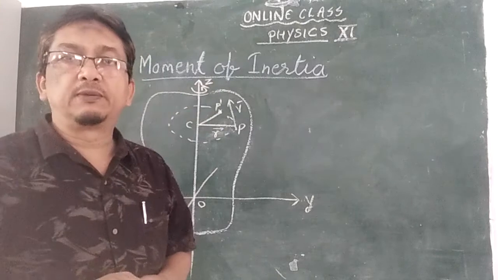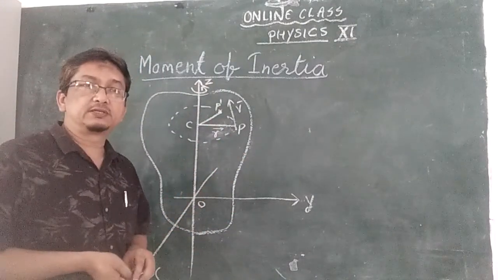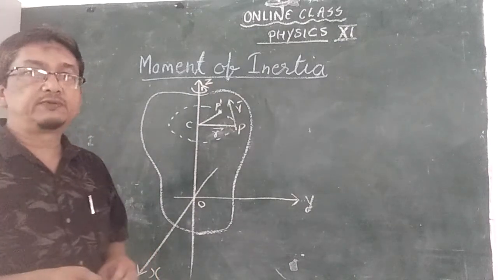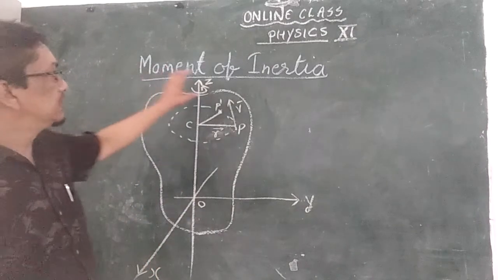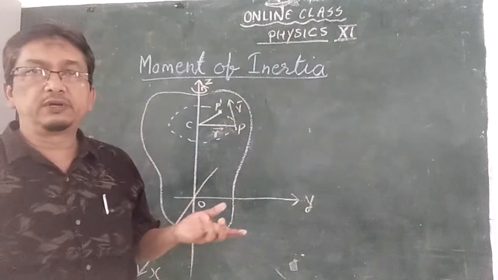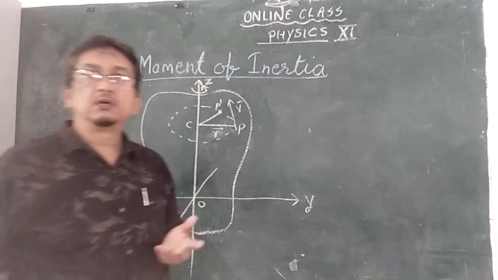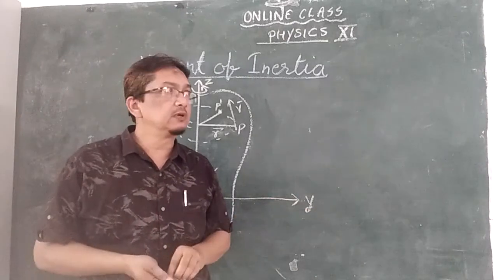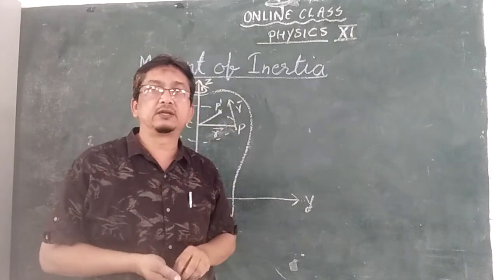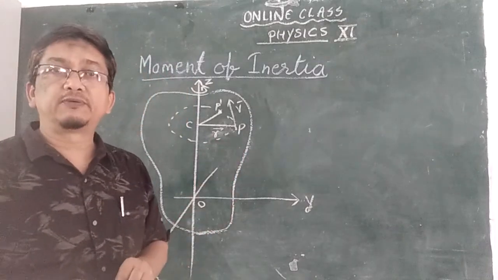Today we are completing the chapter's very important topic, that is moment of inertia. In this topic, first we have to know what inertia is. You well know, there is no need to explain inertia, because you know the types of inertia also. There are two types of inertia: one is rest and the other is in motion. So in this topic we are discussing moment of inertia.